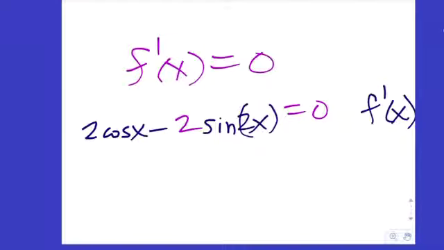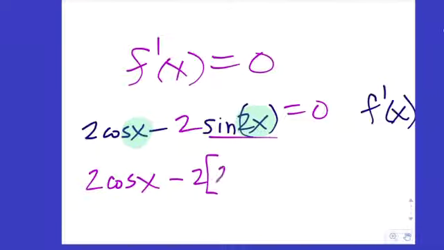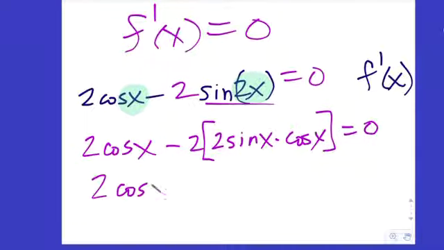So this takes us back to pre-cal when we were solving trigonometric equations. So our first goal is to make the angles the same. Is it easier to build up an angle or to tear down an angle? Tear down an angle. Good. So in this case, you would want to replace sine of 2x with that identity that we've already used today. So you'd have 2 cosine of x minus 2, bracket, sine of 2x is 2 sine x times cosine x, and that equals 0. Now when you simplify, you get 2 cosine x minus 4 sine x cosine x.